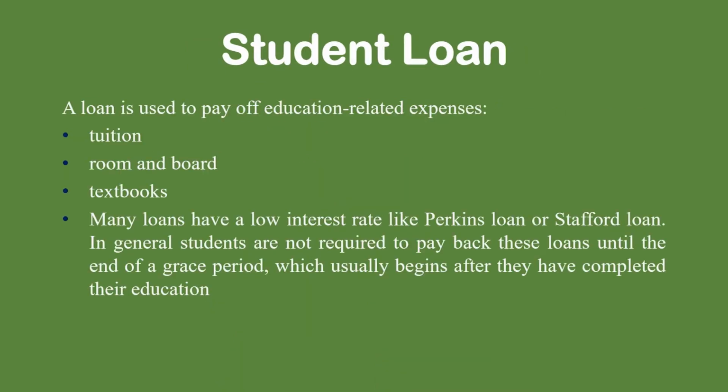The definition of a student loan: it's a loan that is used to pay off education-related expenses, such as tuition, room and board, textbooks. Many loans have a low interest rate like Perkins loans or Stafford loans. In general, students are not required to pay back these loans until the end of a grace period, which usually begins after they have completed their education.